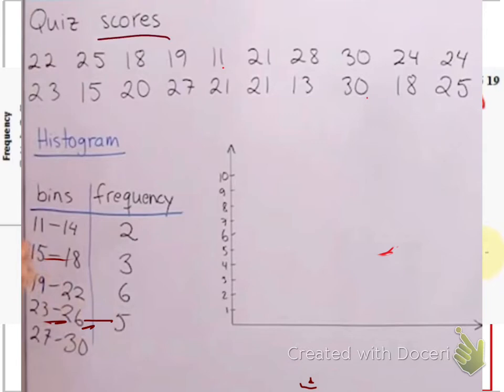So I have these quiz scores, okay, which are 22, 25, 18, 19, and so on, up to 18 and 25. So I have 20 students, 10 here and 10 down, and these are the results of them. So if I want to draw a histogram to represent this data, what type of histogram, or how many bins, do I have to draw in this histogram?